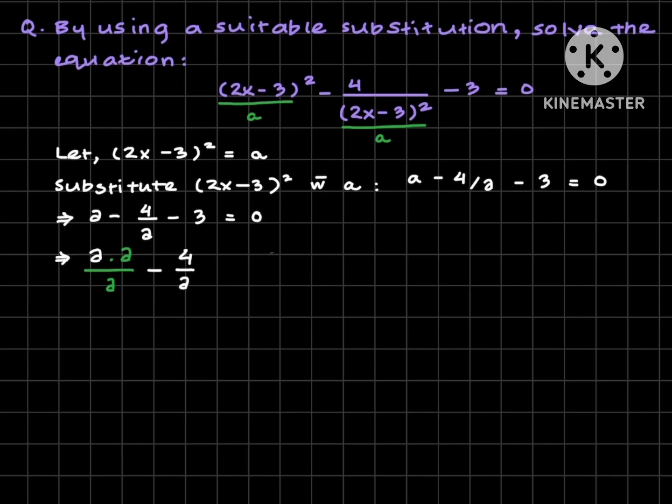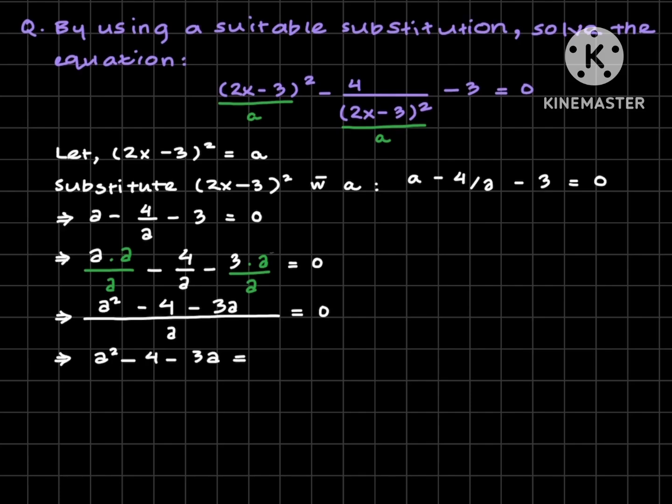Next, we'll take minus 4 over a, and we will do the same trick over here, 3 times a over a. And the whole thing equals 0. We can just write that as a, and on the top, we will do a² - 4 - 3a. The whole thing is 0. We'll now move a to the right, and when anything is multiplied by 0, it becomes 0. So we'll be left with a² - 3a - 4 = 0.